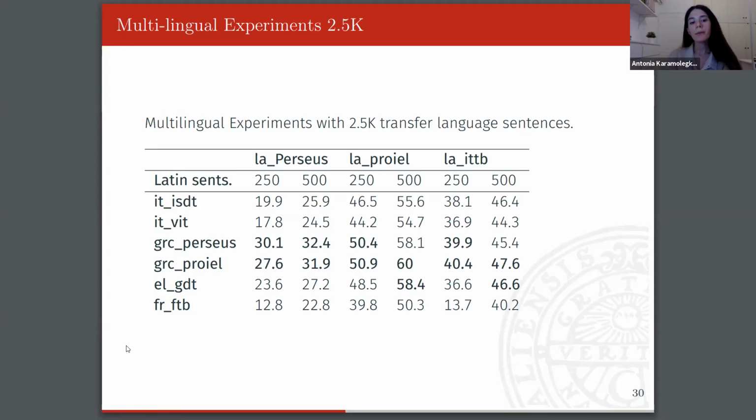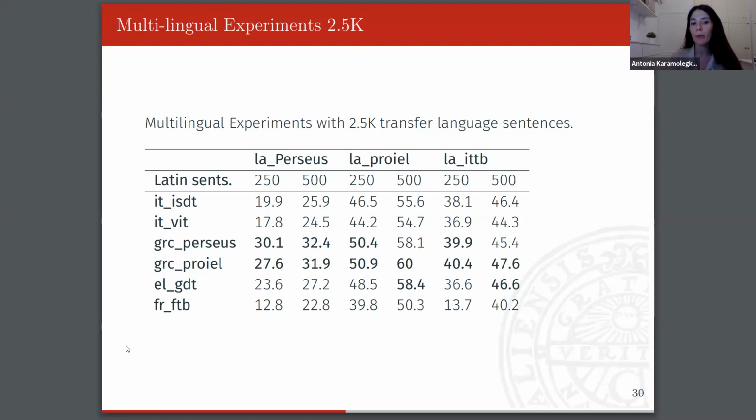Then, even though one might expect that Italian would be a better transfer language for Latin because they are in the same language family, it seems that the optimal transfer language is Ancient Greek. And comparing Modern Greek and French, it seems that Modern Greek is better than French, even though French is more similar to Latin than Modern Greek. Moreover, we can see that the treebanks belonging to the same annotation projects tend to perform better.